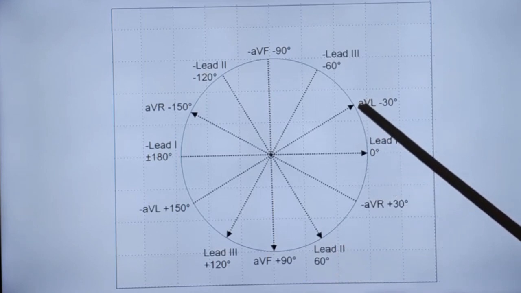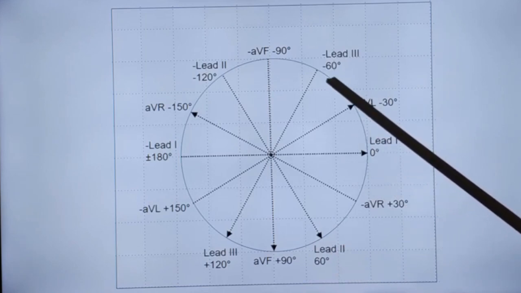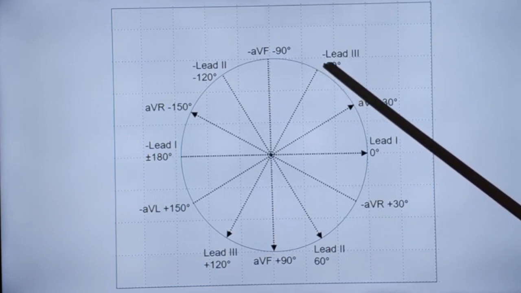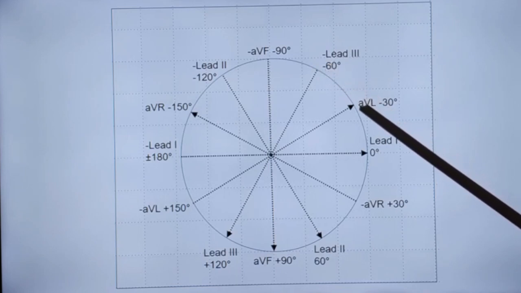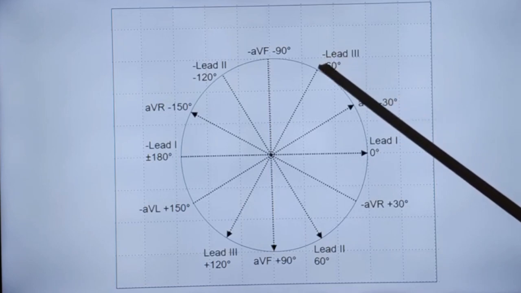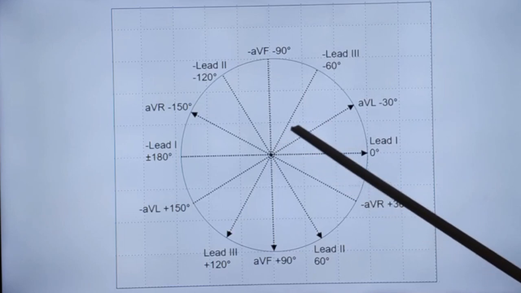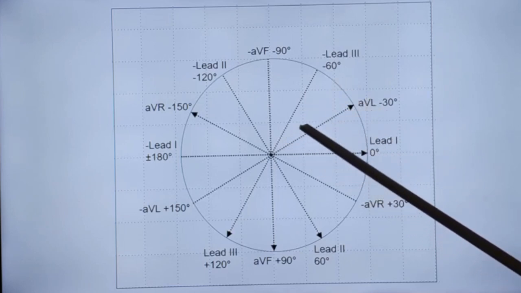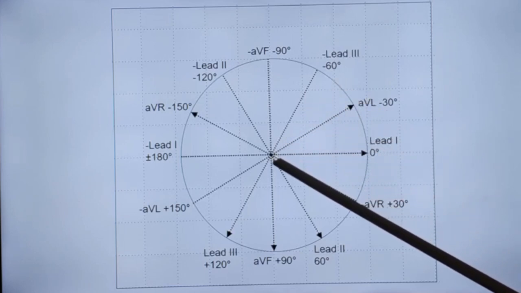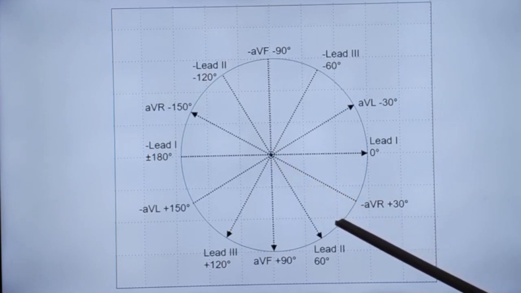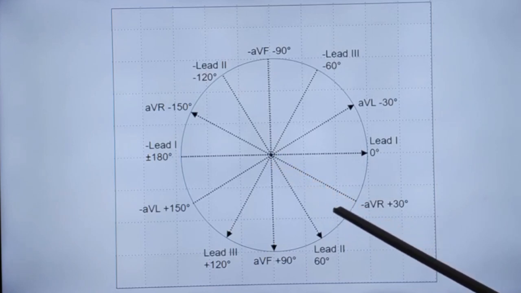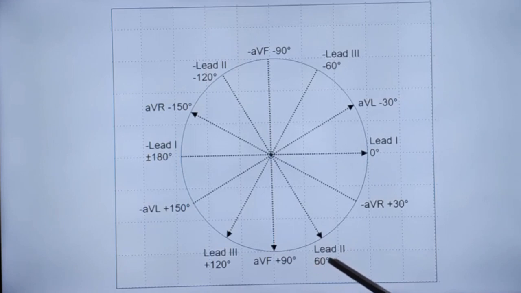Suppose the transition is between AVL and lead 3. AVL is positive, lead 3 is negative. Then it will be minus 45, that is the transition zone, and the QRS axis will be in this region, plus 45. So that's how you look at the QRS axis when there is no particular lead which is showing equiphasic QRS complexes.